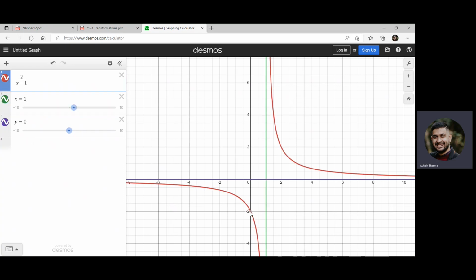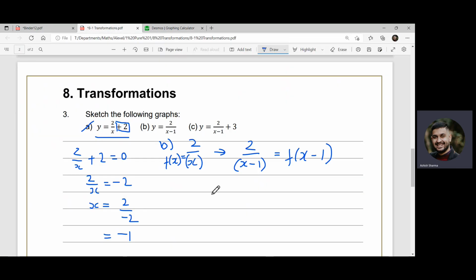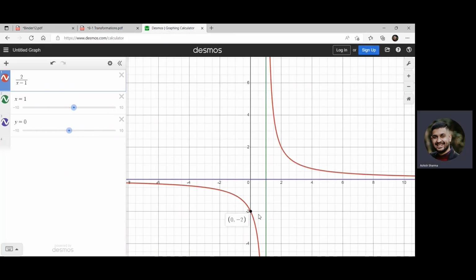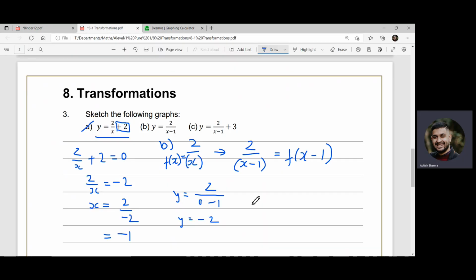We also have a point of intersection here. Because the curve has been translated to the right by plus 1, there's an intersection with the curve below the x-axis with the y-axis at 0, minus 2. Again, how do you get y-intercepts generally? You substitute in x equals 0. So if you put in x equals 0, you get 2 over minus 1, which is minus 2. So there are no x-intercepts. If you were to try and get the x-intercepts by making y equal to 0, it wouldn't solve. So there you are, that's part B done.